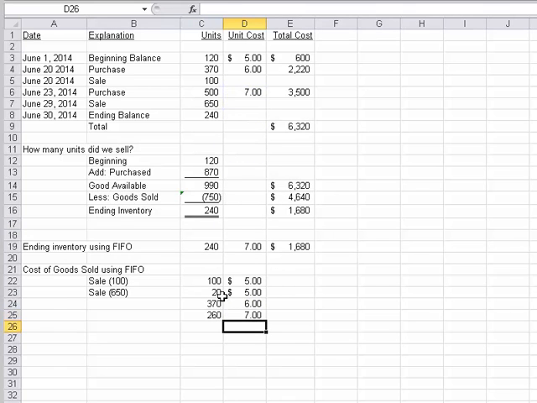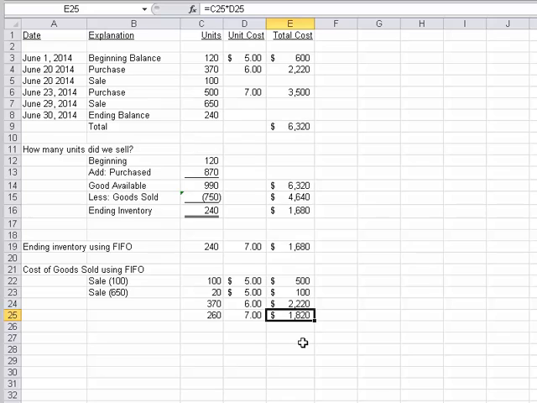And I say layers because that 20 represents the first layer. The 370 came from that purchase, the layer that we acquired on June 20th. And then 260, the units left. And the reason I came up with 260, remember, if I sum all three of those, that equals 650, the units there. Okay, now I just extend those across. Now this is sort of a long way to do it, which is why I like to just do ending inventory directly and force the difference to cost of goods sold. But if you wanted to do it directly, you could.